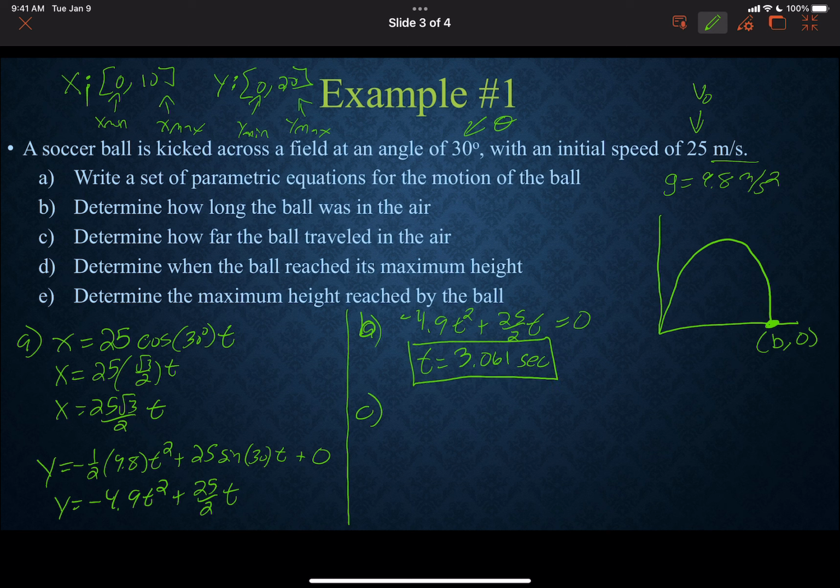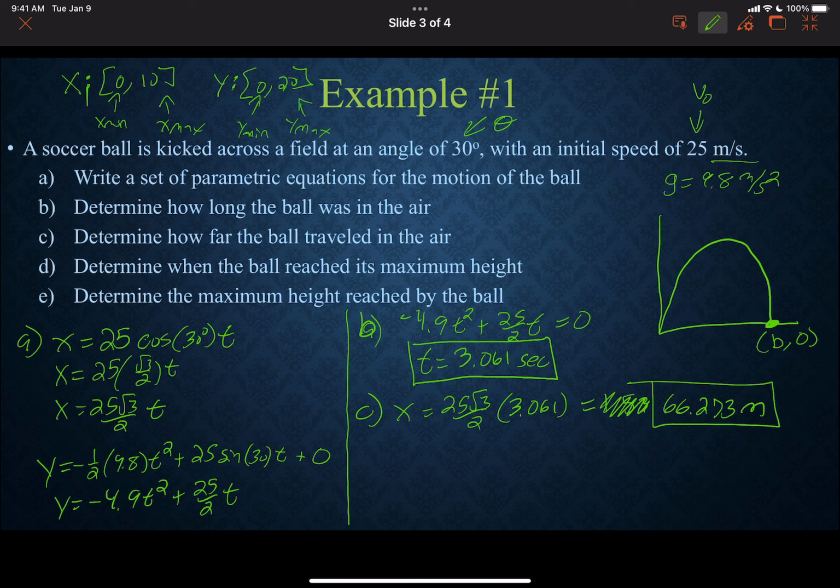Then we fill that answer into the x equation to find how far the ball traveled in the air. I want to know the horizontal distance. So our x value would be 25 root 3 over 2 times that t value, 3.061. When we work that out mathematically, we get 66.273 meters. Oops, I was looking at the answer for part D.